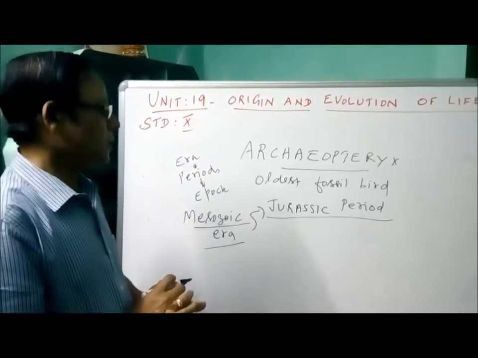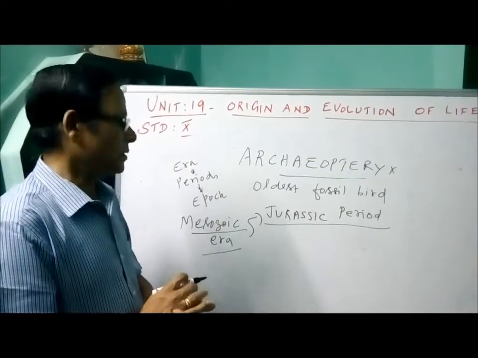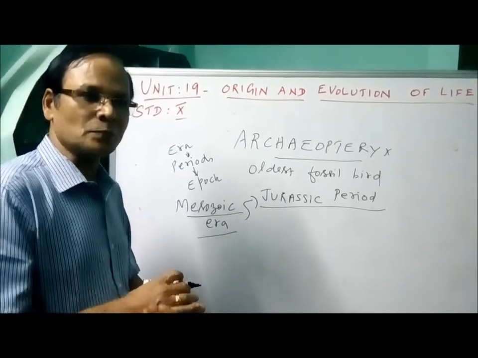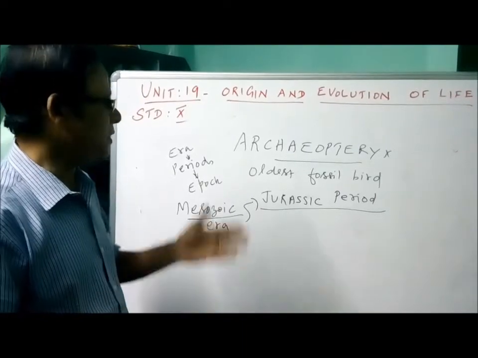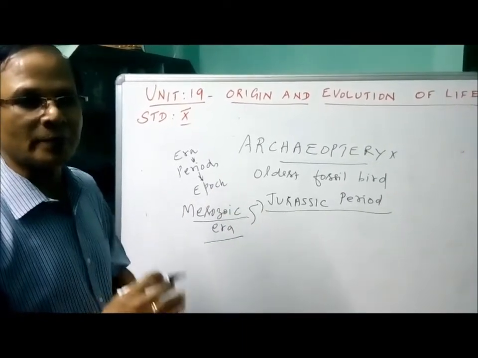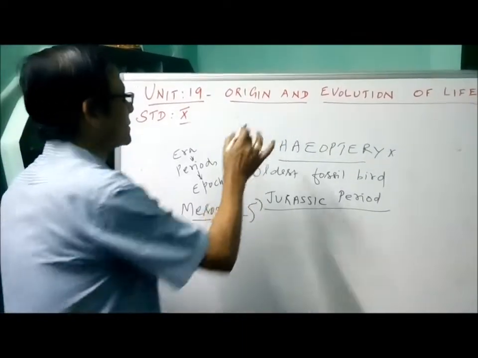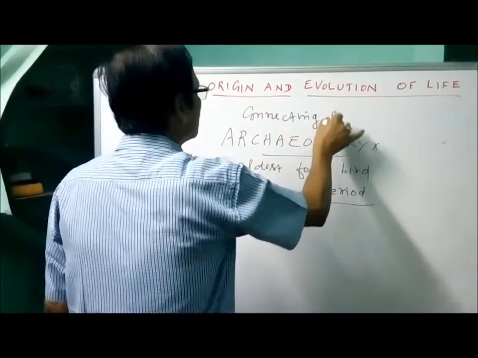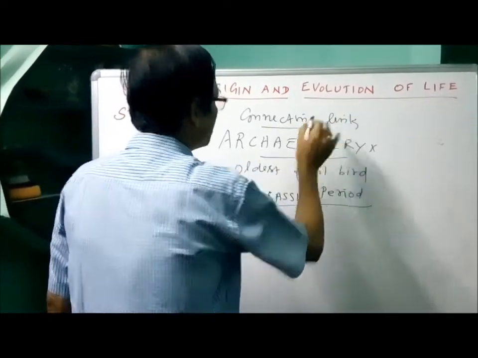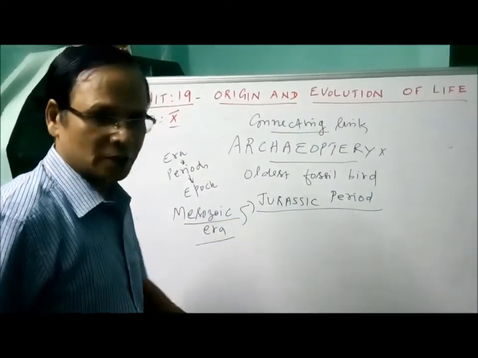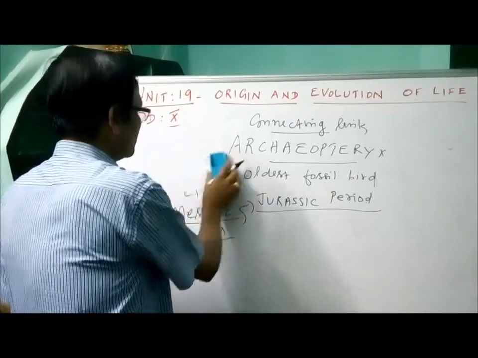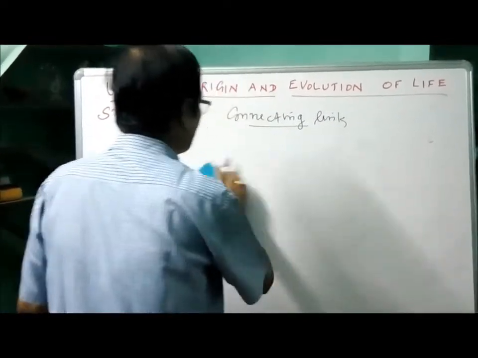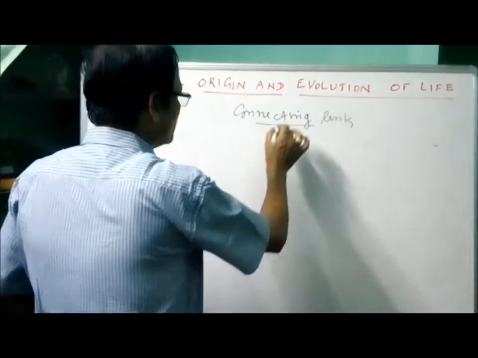Now, it is a connecting link between reptiles and birds. Because of the possession of characters of both reptiles and birds, it is called a connecting link between birds and reptiles. This is one of the questions also. Because there is no such animal now, it possesses both reptilian and avian characters. I want to compare only a few characters.